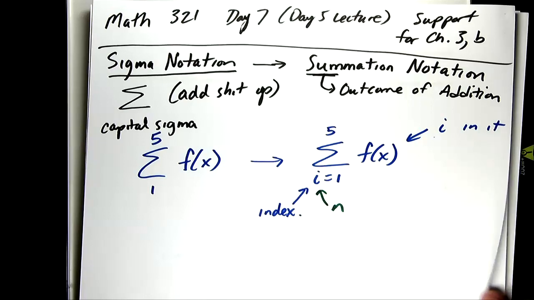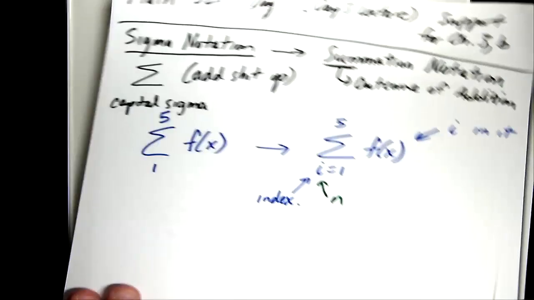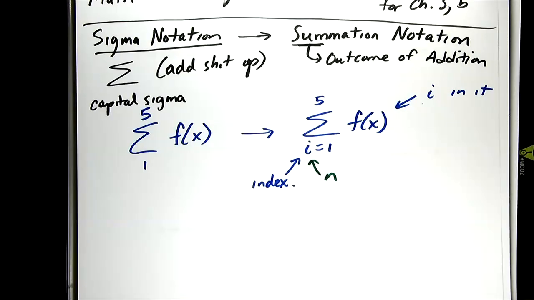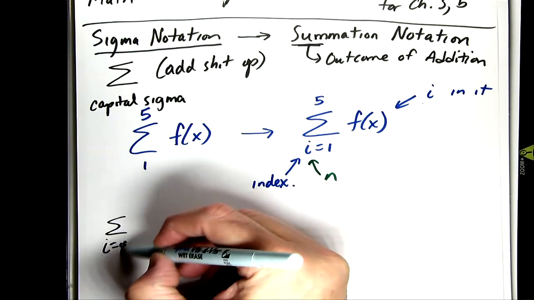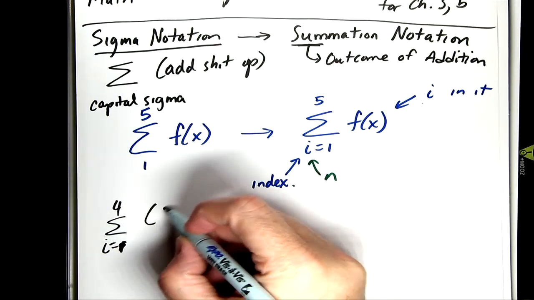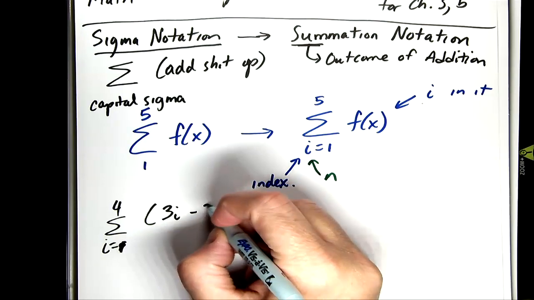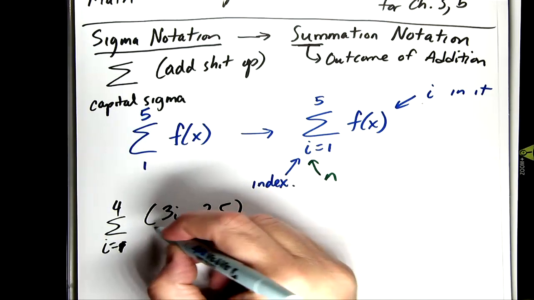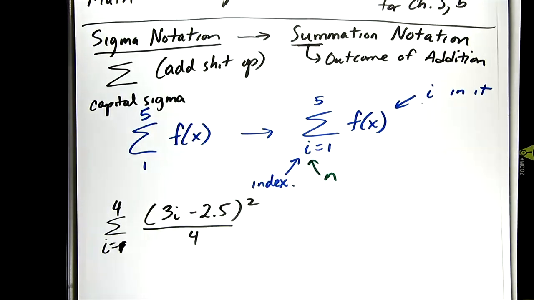So let's take a look at the notation. Actually, I'll set up the notation for the problem we're going to do here real quick. We've got i equals 1 to 4. And we'll have like 3i minus 2.5 over 4. And there will be a square in there. We'll throw the square in there.